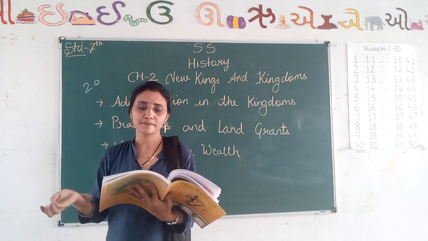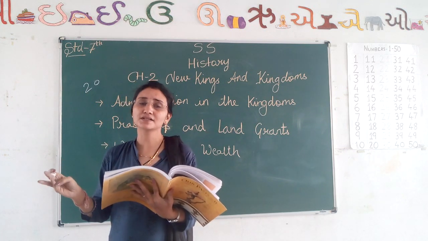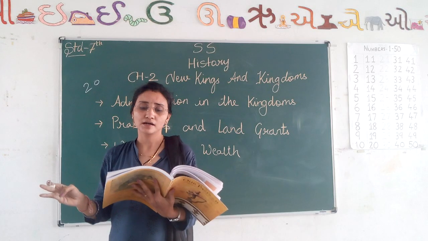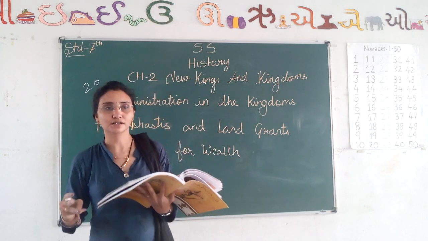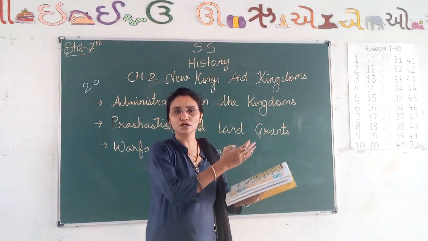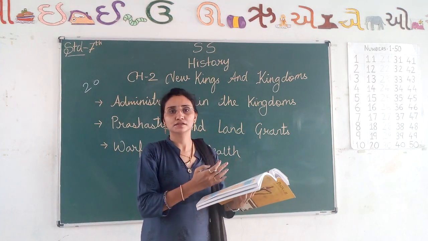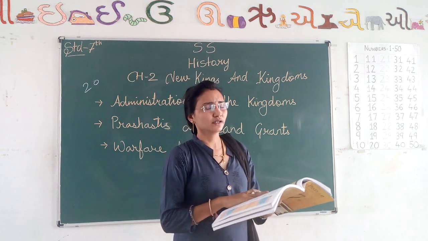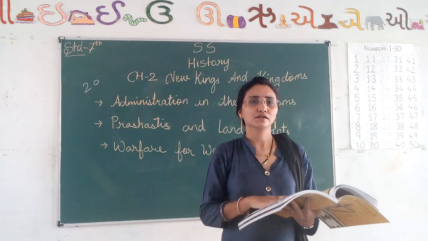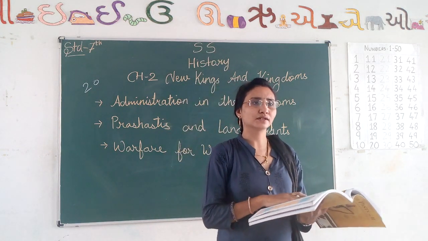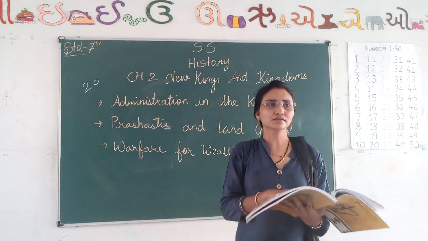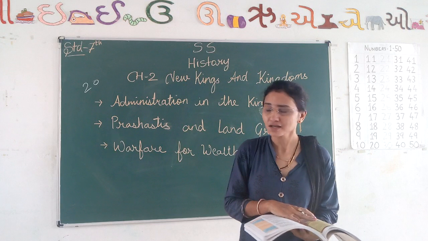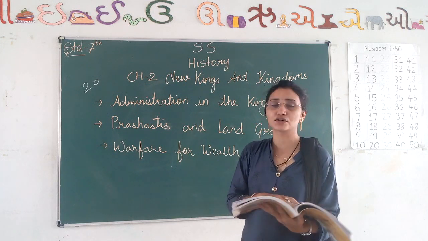First are the Gurjara Pratihara, Rashtrakuta and Pala dynasties, who were struggling for control of Kannauj. In this chapter, you know, New Kings and Kingdoms, North and South, new kings and kingdoms came into being in the 7th to 12th century.